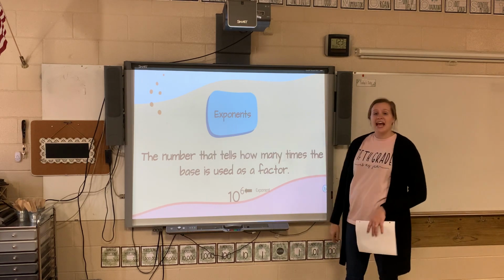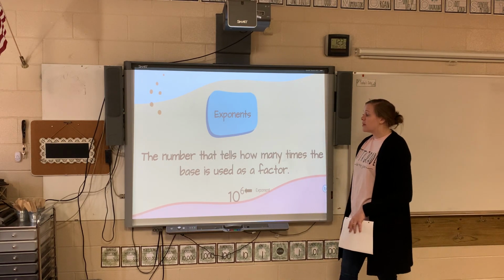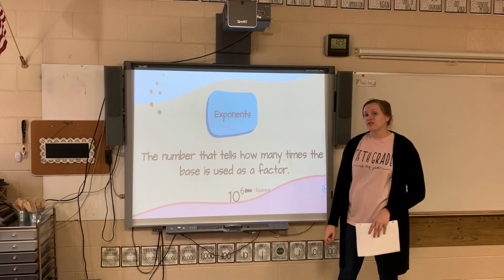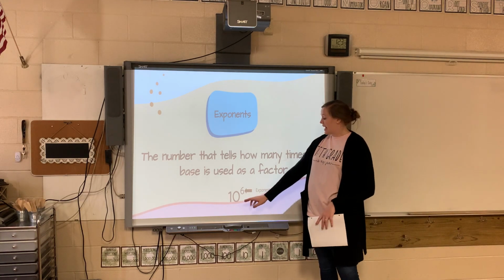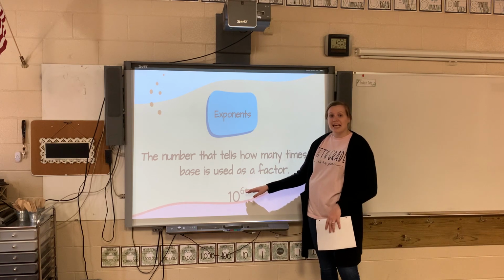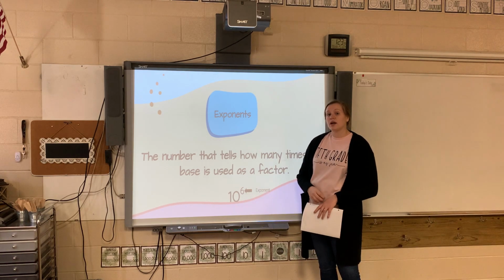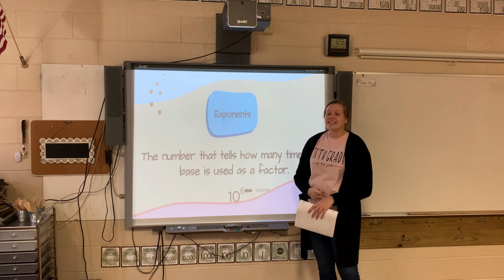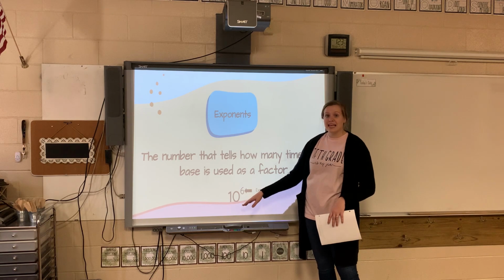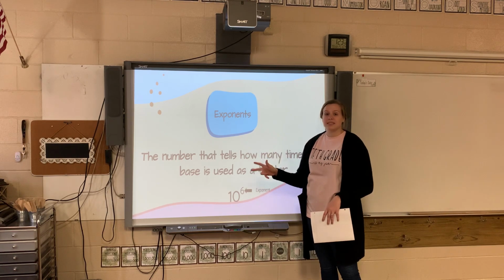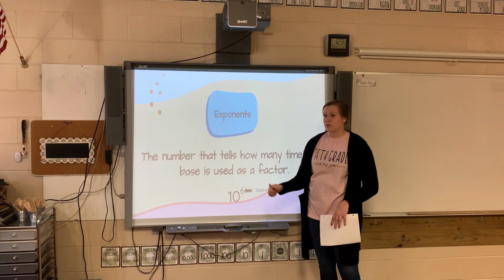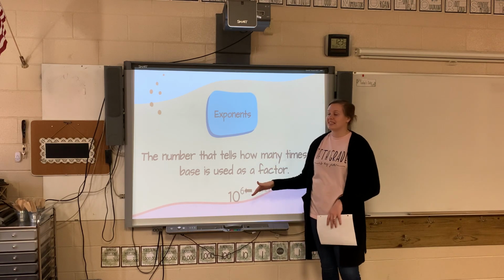Our next word is exponent, and an exponent is a number that tells how many times the base is used as a factor. So in this case, we already said our base was 10. Our exponent is 6. That's telling us that we're going to multiply our base 6 times. So in this case, we would have 10 times 10 times 10 times 10 times 10 times 10 because we are multiplying 10 6 times.